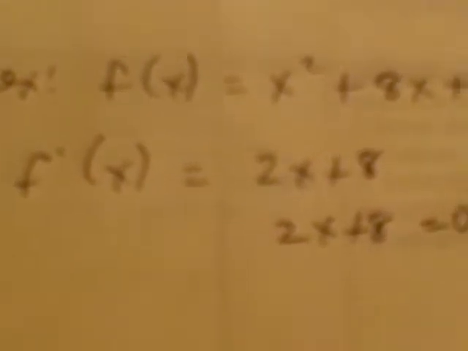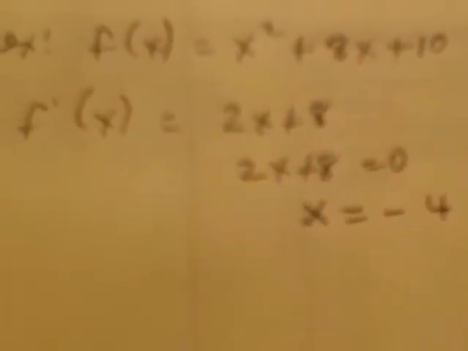So we got f prime of x equals 2x plus 8. And obviously setting that equal to 0, we end up with 2x plus 8 equals 0, or we find that x equals negative 4.